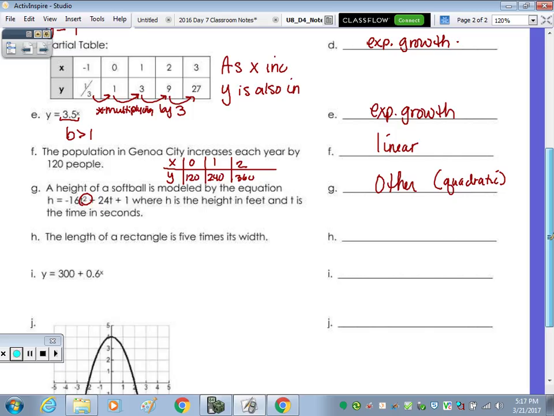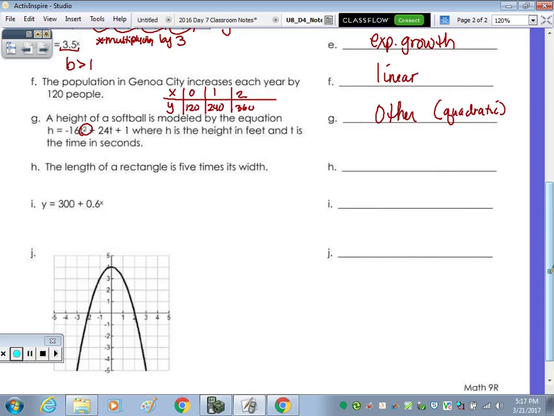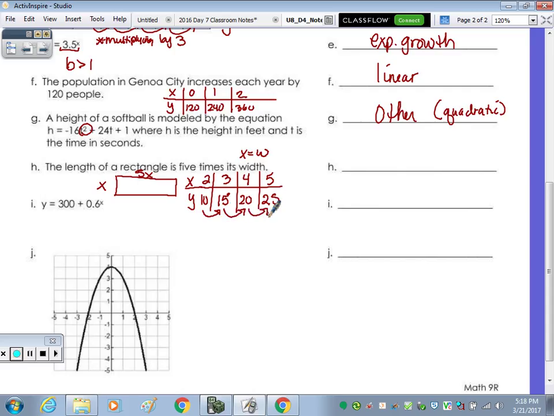H, the length of a rectangle is 5 times its width, okay? So we have a rectangle, the width is x, the length is 5 times x. So if we look at this in terms of a table, x and y, if we say x is the width, so if x is, say, 2, then it says the length is 5 times the width, so that would be 10. If the width was 3, 5 times 3, the length would be 15. If the width is 4, the length is 5 times 4, 20. If the width is 5, 5 times 5, 25. So as our width increased by 1, we notice to go from one y to the next, we're adding 5, which would be linear.